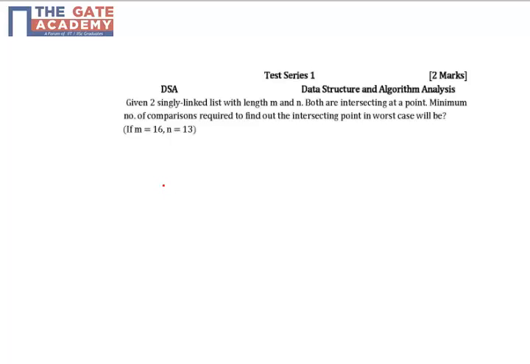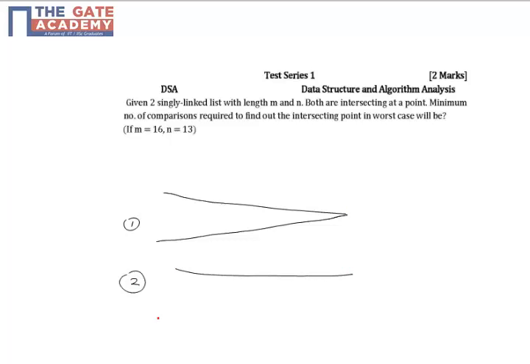Let's say both have two different lengths. In the question, one has length 13 and one has length 16. It might happen that they intersect at the last node, where the last node is common. That is the first option. The second option is that they meet at some point and after that they go the same way.